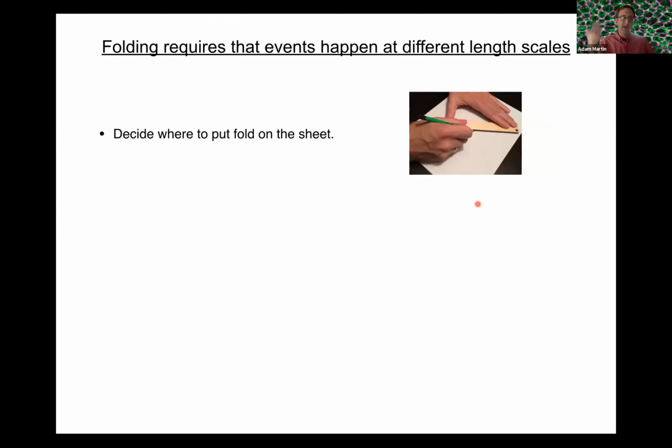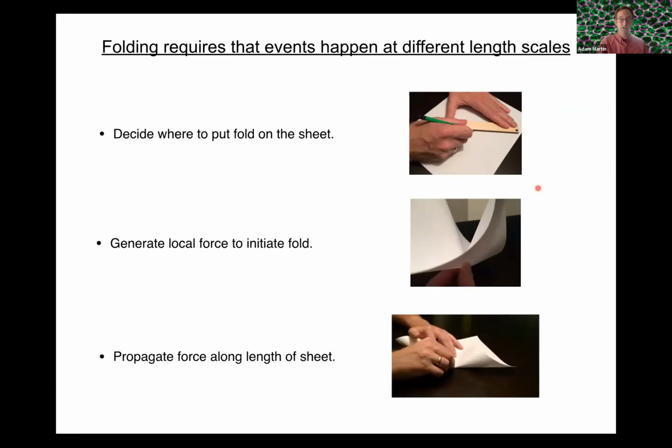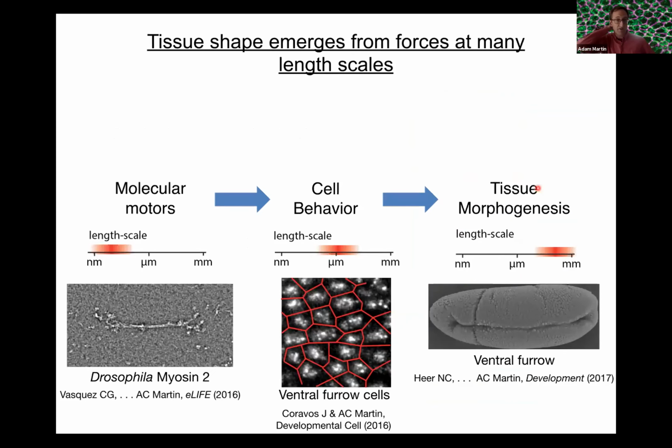Okay, and now to take this analogy a step further, I want you to think about the steps that go into doing origami. First of all, you might start by deciding where on this sheet of paper you're going to put the folds or the creases. And then to start the process of generating three-dimensional form, you would initiate a crease or a fold by generating a local force, such as a pinch. And then in order to finalize the crease, you have to propagate force along the length of the sheet, okay? And this will essentially be the organization of my talk.